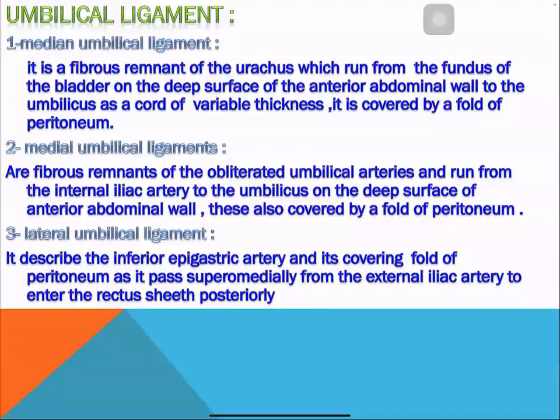The second one is the medial umbilical ligament, which is a fibrous remnant of the obliterated umbilical arteries and runs from the internal iliac artery to the umbilicus on the deep surface of the anterior abdominal wall. It is also covered by peritoneum. The third one is the lateral umbilical ligament, which is formed by the inferior epigastric artery and its covering fold of peritoneum, as it passes superomedially from the external iliac artery to enter the rectus sheath posteriorly.